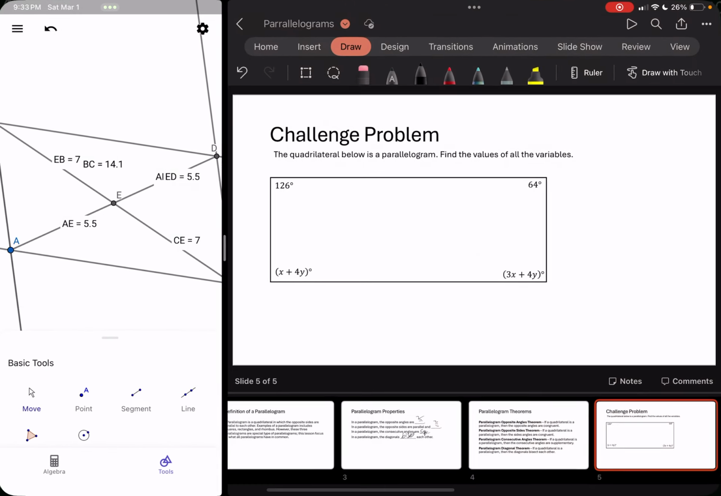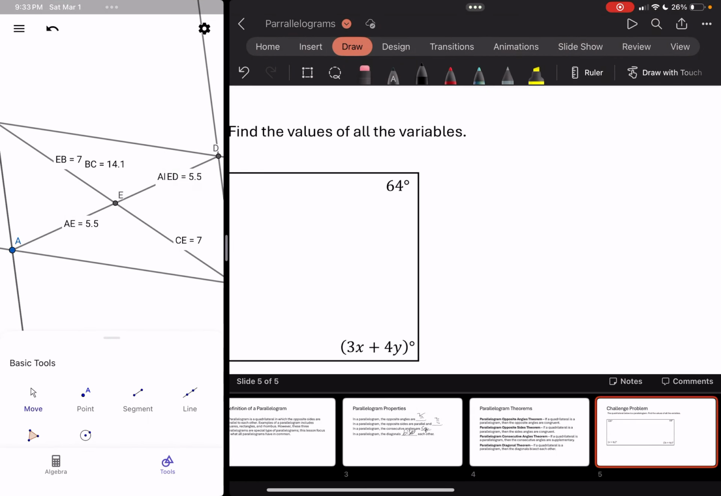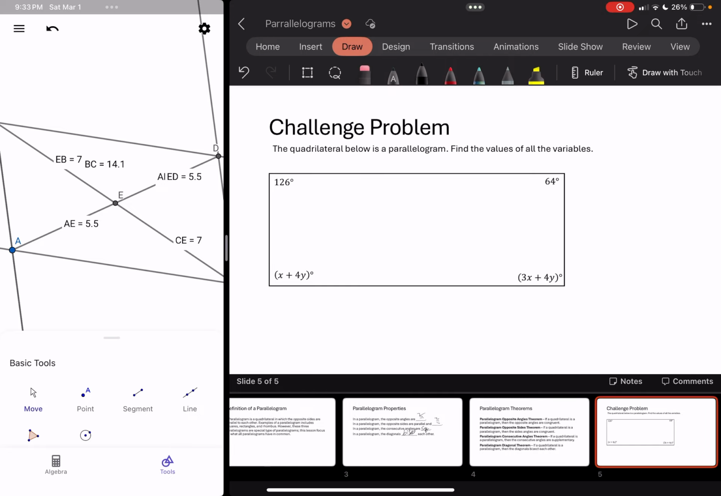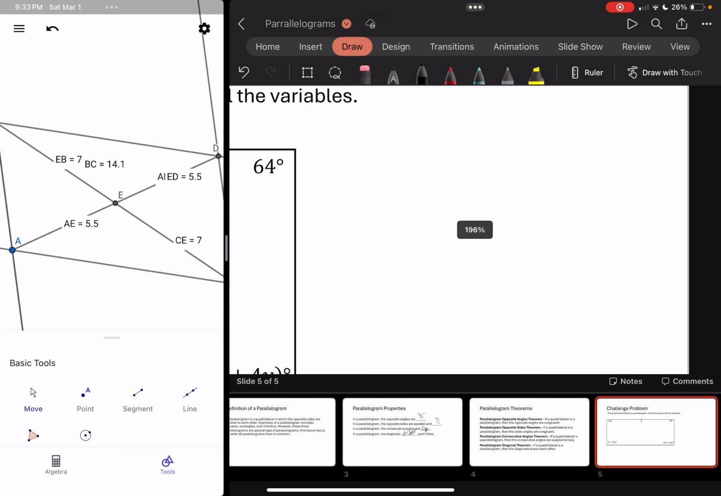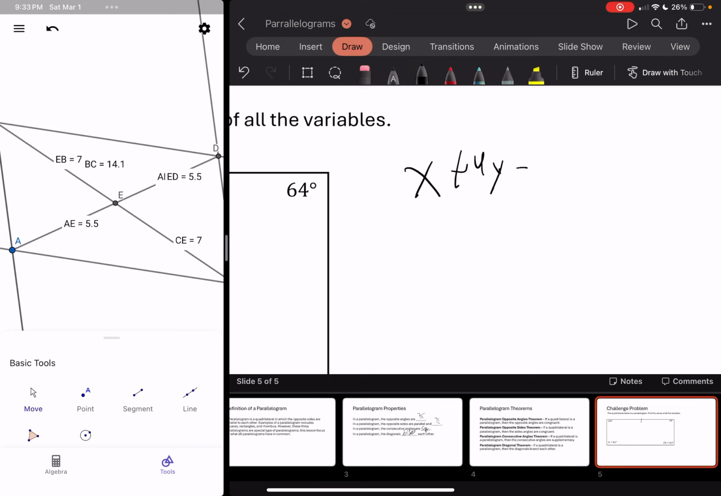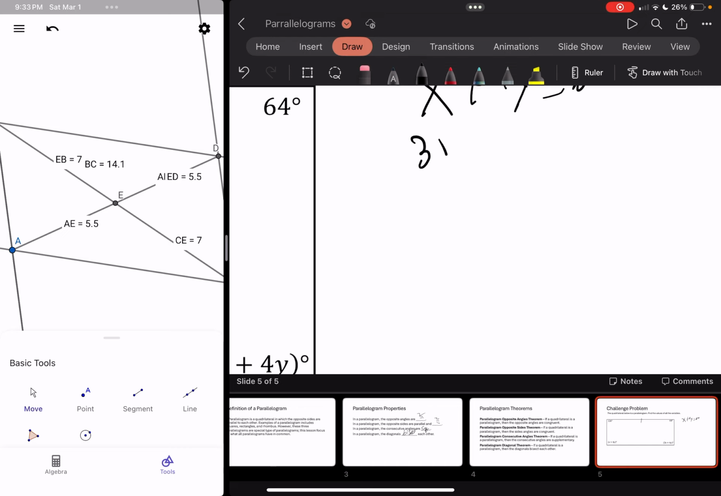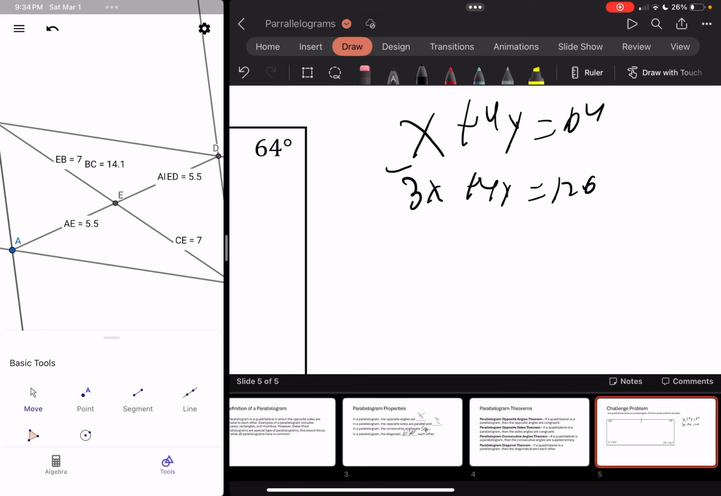So now I'll just move this out of the way so we can do this. It says this is a parallelogram. So these opposite sides are congruent, and the opposite angles are congruent too. So x plus 4y equals 64. We are given 3x plus 4y equals 126. And this is just simple. Cancel out.